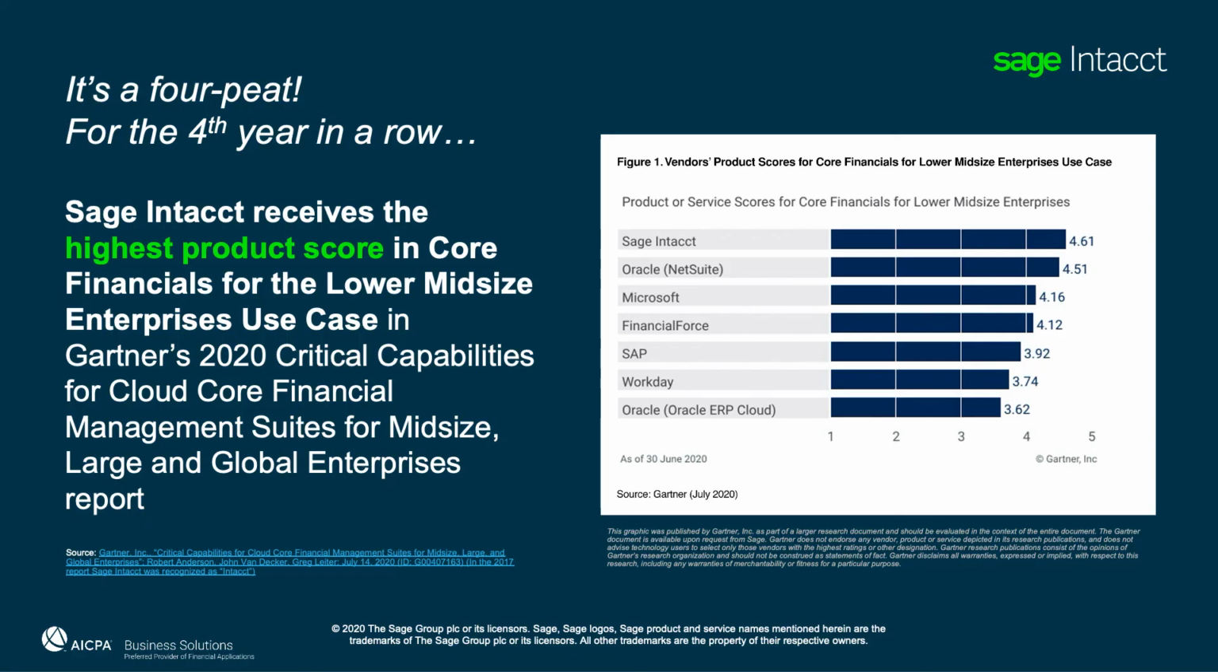In the Gartner Critical Capabilities Report, Sage Intacct receives the highest score in core financials for lower mid-sized enterprises. This is for organizations with annual revenues between $50 million and $500 million that have their headquarters and the majority of their operations in a single country.